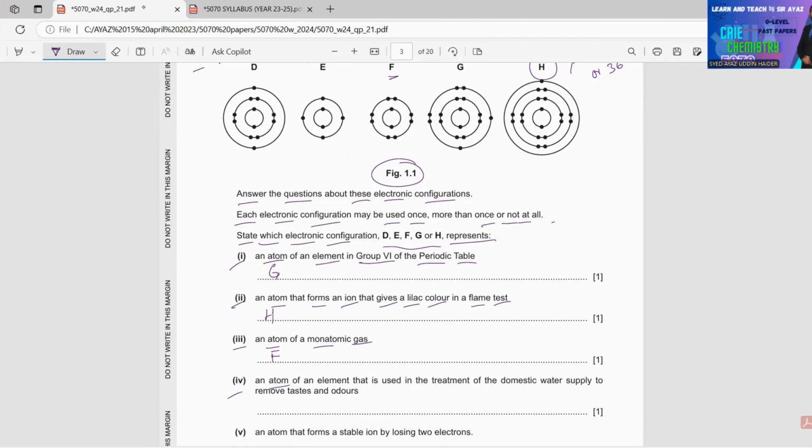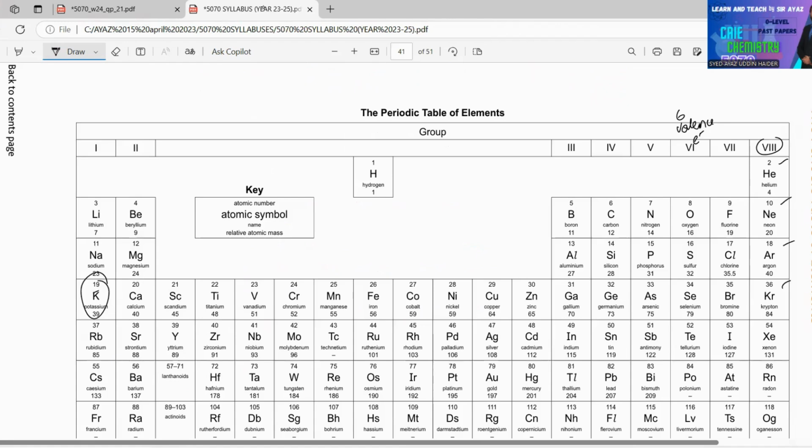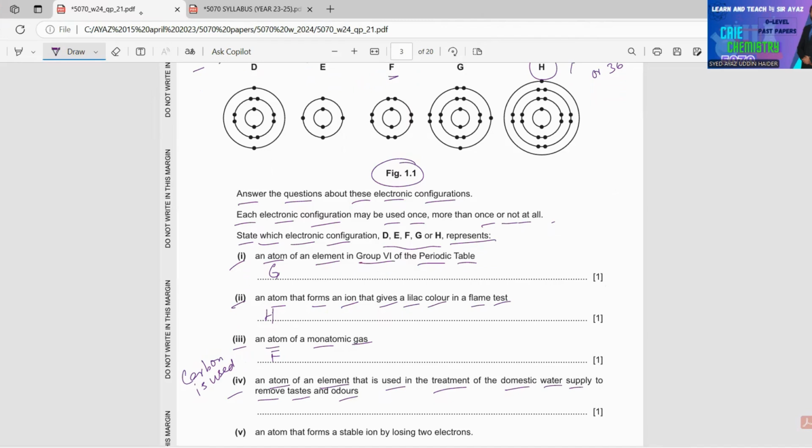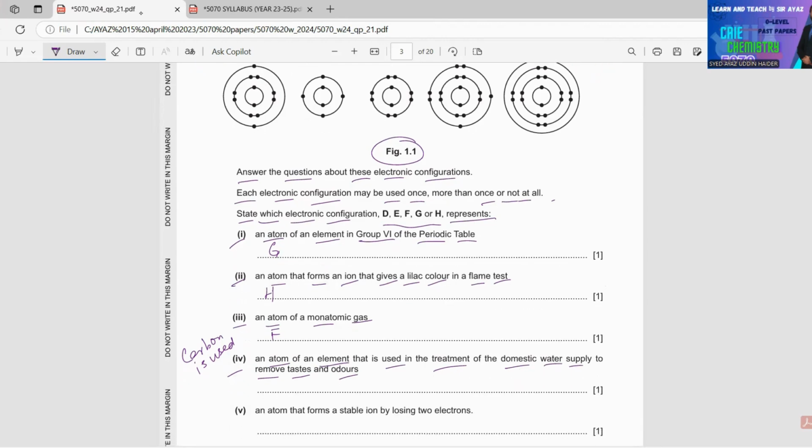Number 4, an atom of an element that is used in the treatment of the domestic water supply to remove taste and odor. To remove taste and odor, carbon is used. So carbon, where is carbon? Here is carbon. The proton number of carbon is 6. It means you have to look for the element that must be having 6 electrons. Total electrons must be 6. If you look at the electronic configuration, E seems to be the right answer, because it's 1, 2, 3, 4, 5, 6. There are 6 electrons in this. So E must be the final answer for part 4.